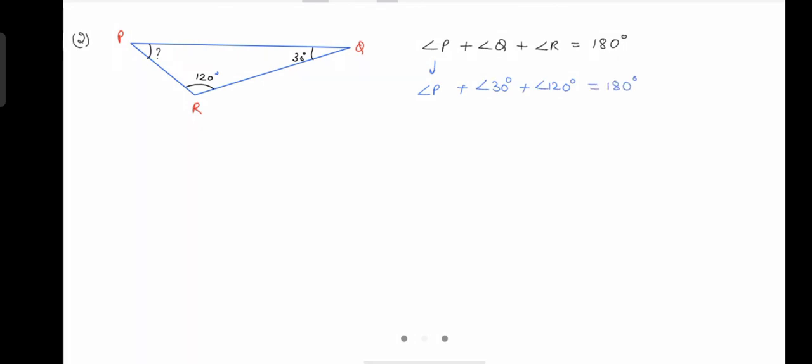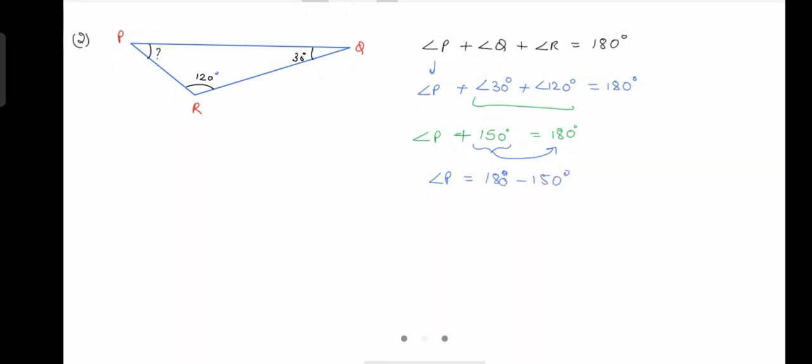Okay. Now what we have to do, as I have told you in the previous question also, first you will add up these values. So you will get angle P plus, what is 120 plus 30? It is equal to 150, which is equal to 180. Okay, now if you want to find the value for angle P, you have to take this 150 to the other side. As this 150 is positive on this side, when it goes to the other side, it will be negative. So we can write angle P is equal to 180 degrees minus 150 degrees.